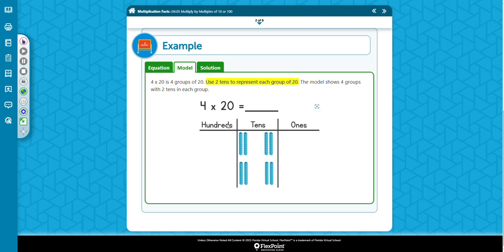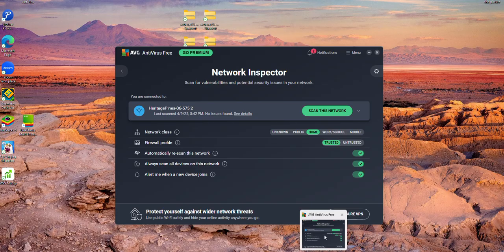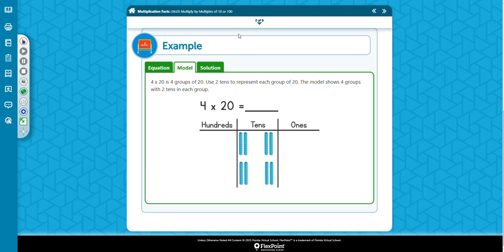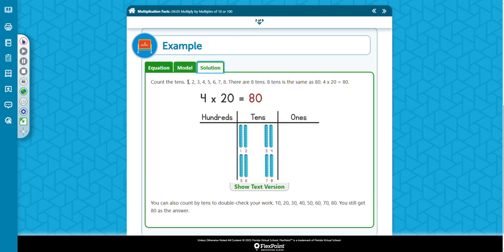4 x 20 is 4 groups of 20. Use 2 tens to represent each group of 20. The model shows 4 groups with 2 tens in each group. The equation is 4 times 20 equals blank. Under it, there is a hundreds, tens, and ones model.